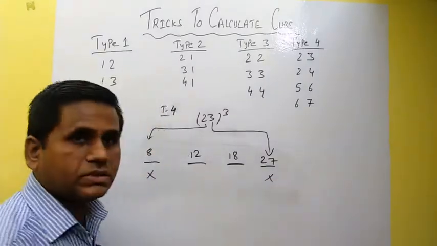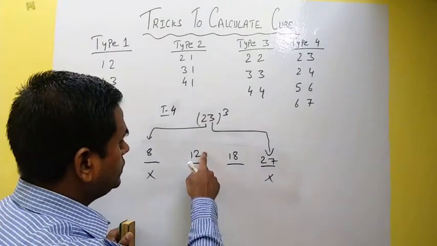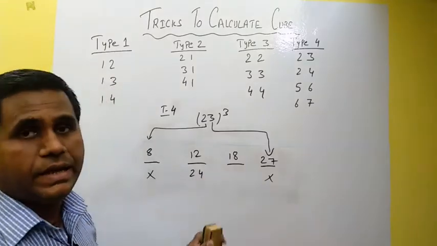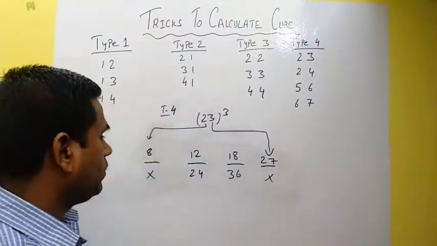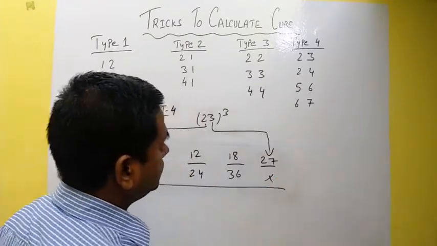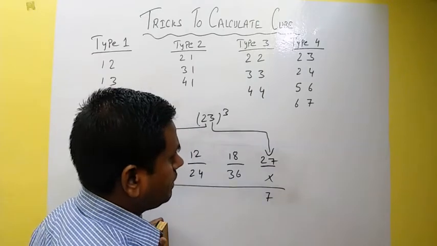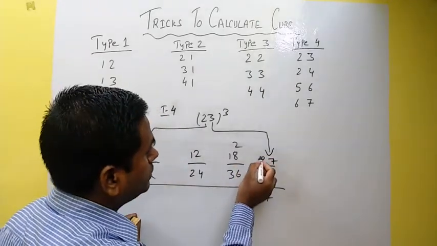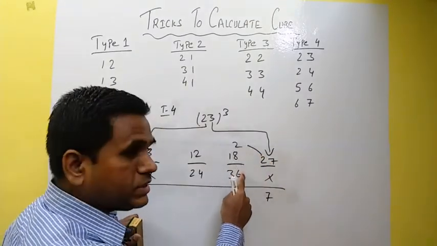First and last, no need to do anything. We will write the double of these numbers down here. So 12 double is 24. Then 18 double. What is the 18 double, friends? 36. Okay. Now let's add these numbers. So for adding, I told we'll write just one digit, 7. 2 will come here as a carry forward. Then 8 plus 2 is 10. 10 plus 6 is 16.